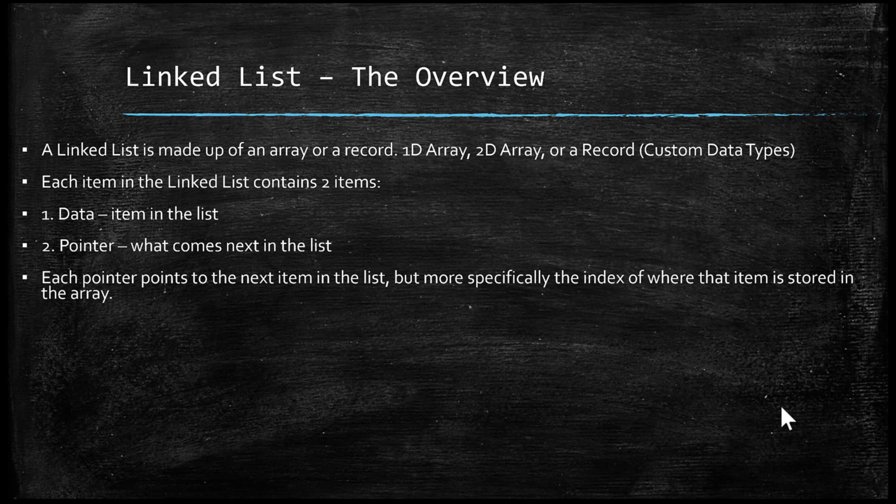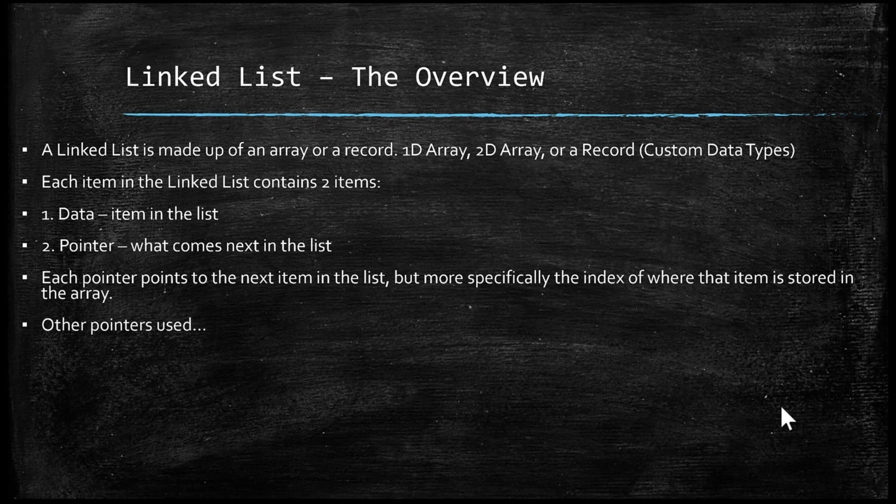Now, each pointer points to the next item in the list. That's what you'll hear people say. But more specifically, it's not actually pointing to the item, but the index of where that item is stored in the array. I hear people say all the time, oh, it points to the next item. Well, that doesn't really explain a lot. It's not actually pointing to the next item, but the location in the array of where that item is stored, and you'll see that as we move on a little later.